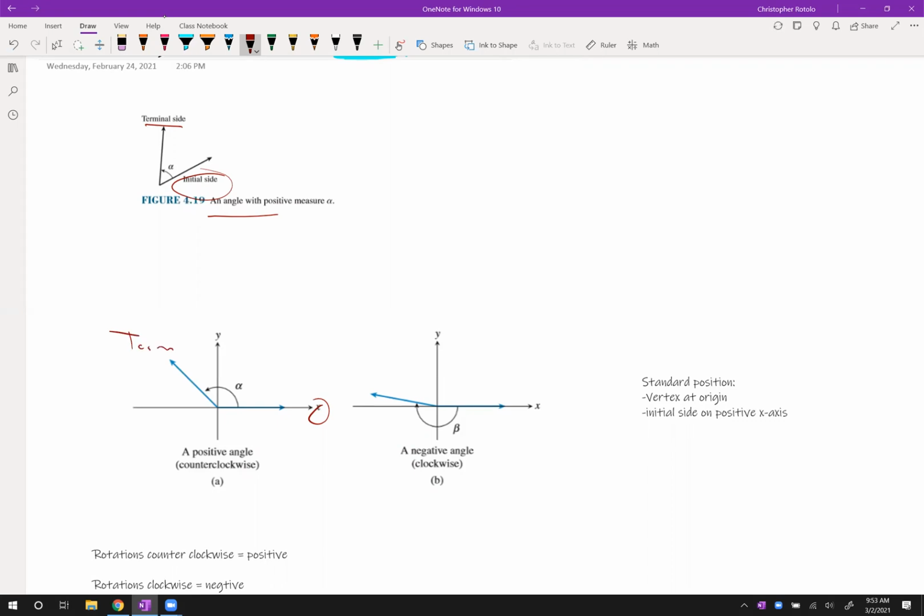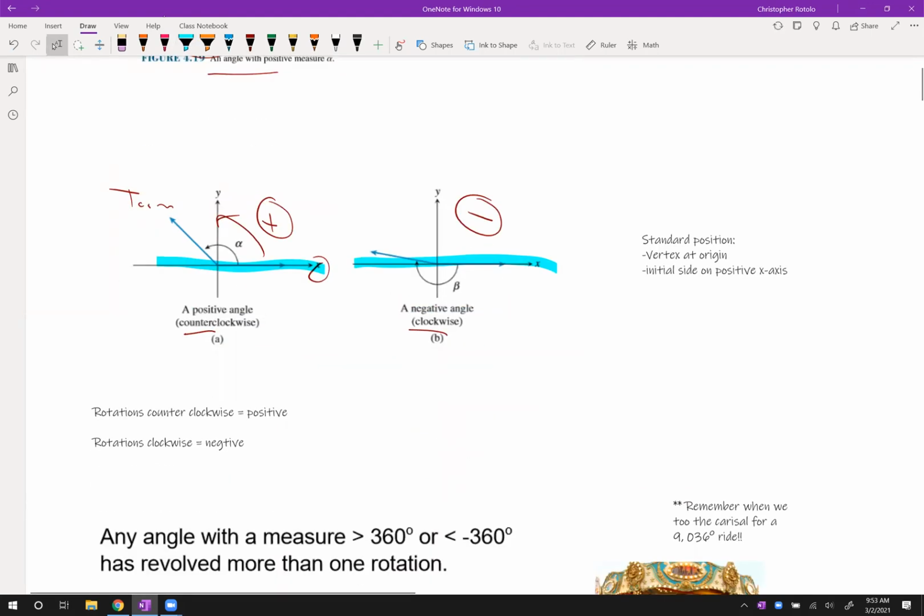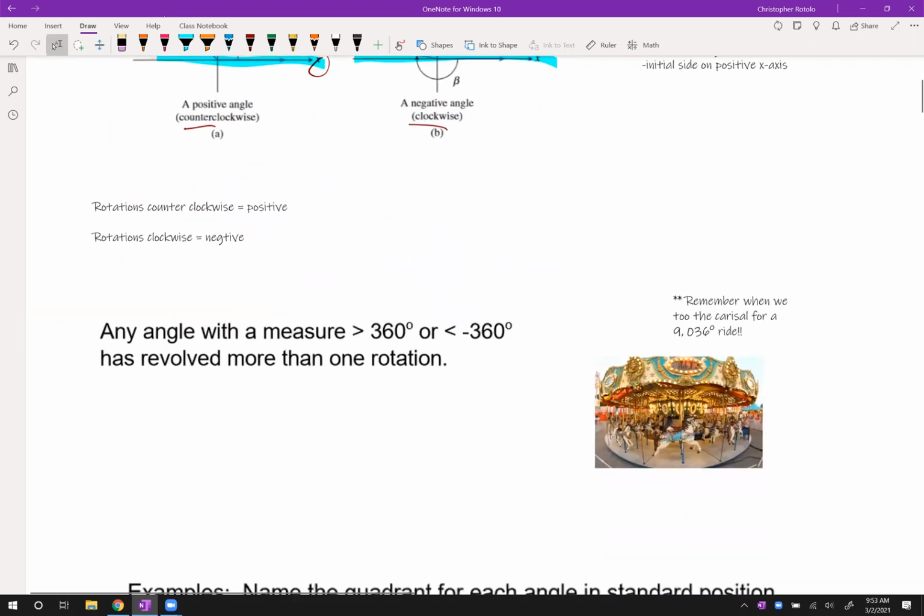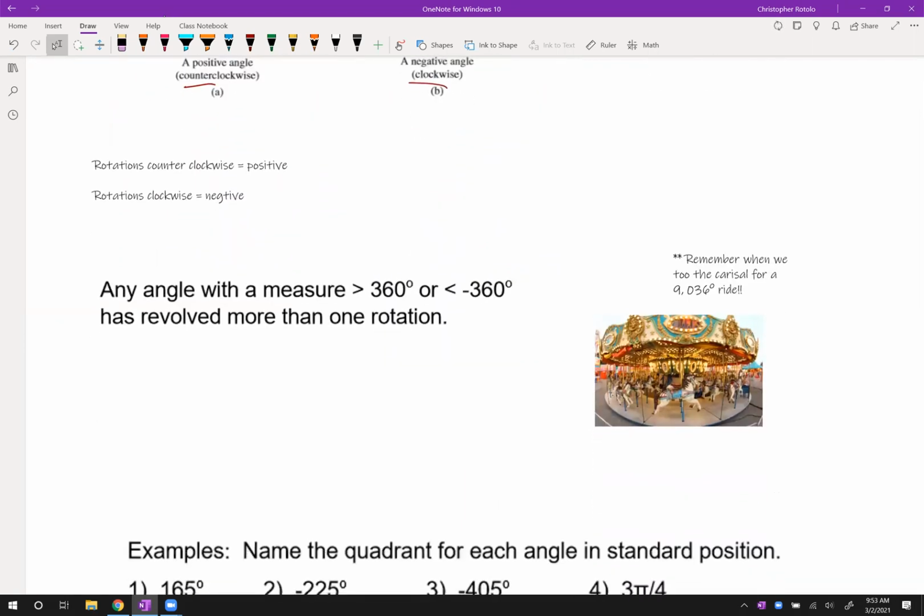Now, if it's positive, we're going to work this way. If it's negative, then we're going to work clockwise. Okay, counterclockwise versus clockwise. So these are our negatives. Okay, so the vertex is at the origin, and the initial side is always on that positive x-axis. So those are kind of important things as we get started with any angle measurement that we're going to deal with.